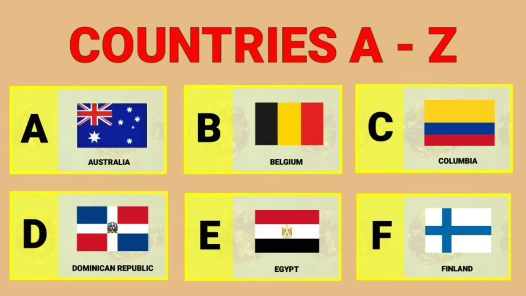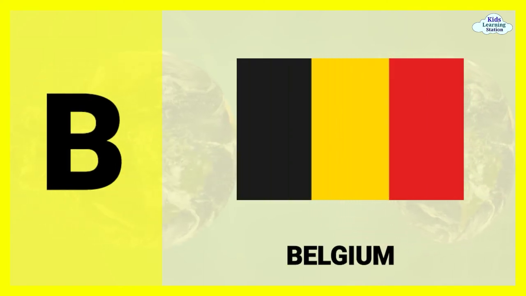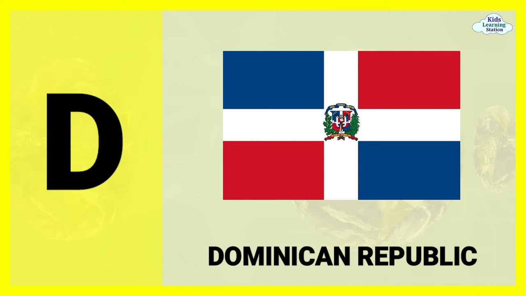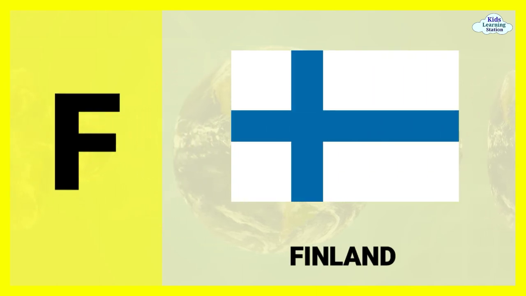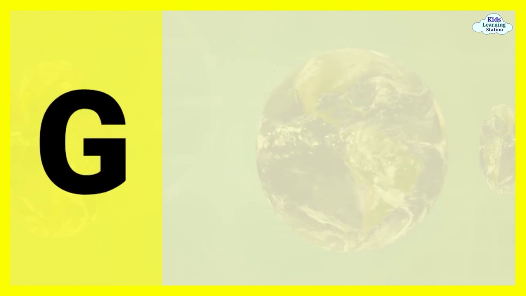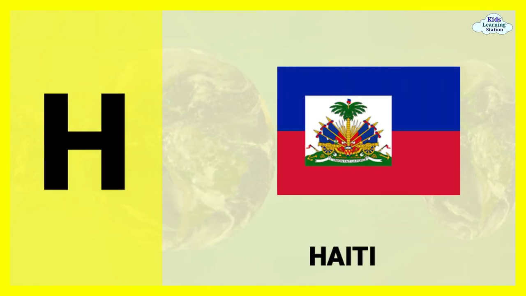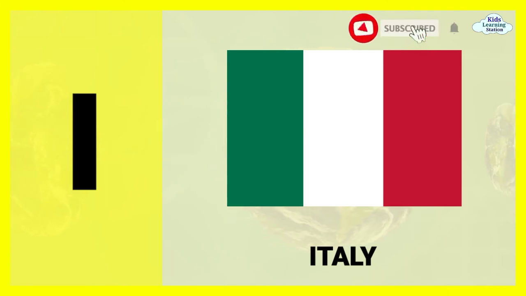Countries A to Z. A is for Australia. B is for Belgium. C is for Colombia. D is for Dominican Republic. E is for Egypt. F is for Finland. G is for Greece. H is for Haiti. I is for Italy.